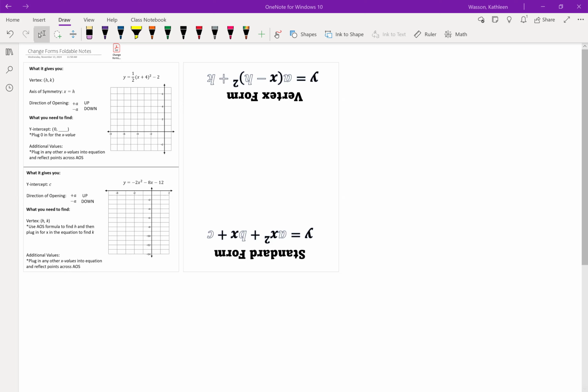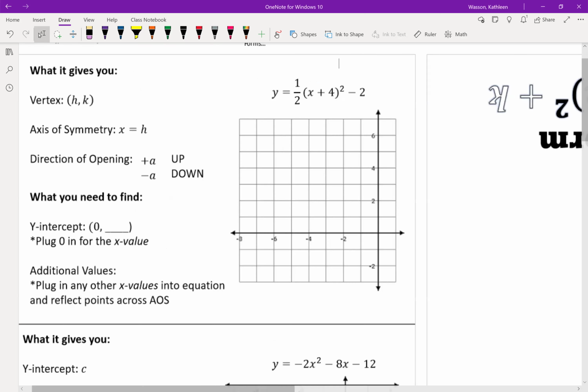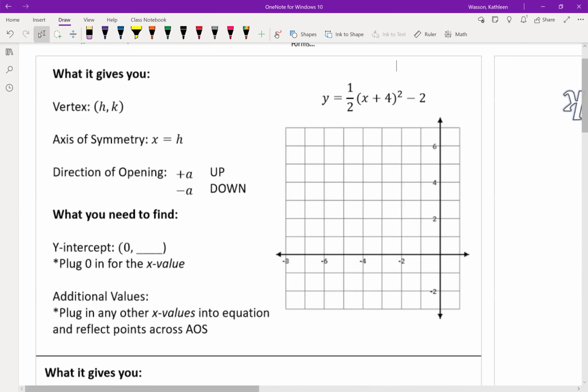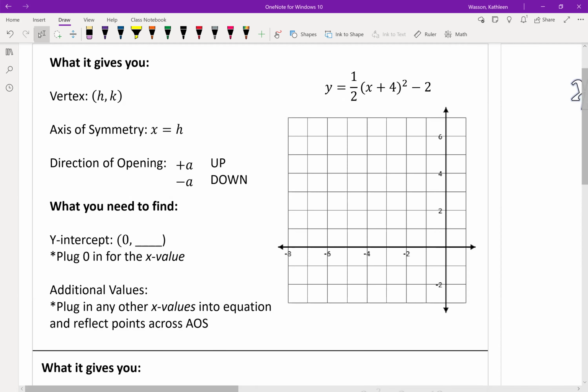So now we will compare and contrast standard form and vertex form. Inside your notes, when you have them right way up, the top one is vertex form. So we'll do that one first. Here I have an equation, y equals half x plus 4 squared minus 2.